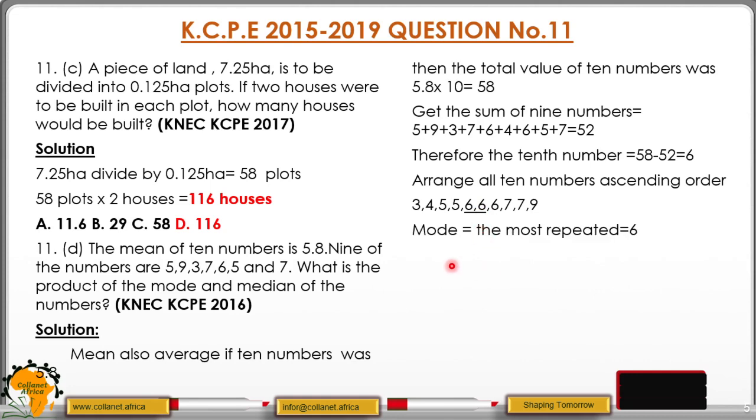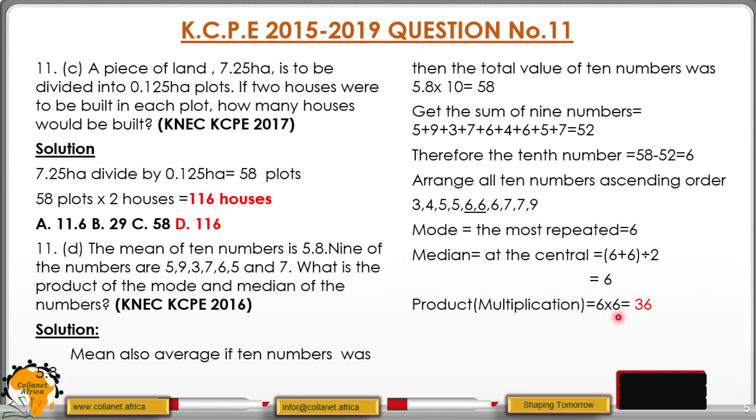You multiply with the most repeated number, which is 6, meaning it will be 6 times 6. So 6 times 6, you get 36. So after getting that, that is the answer. Make sure that when you're answering in the answer sheet, you draw a horizontal dark line which does not move out of the brackets.